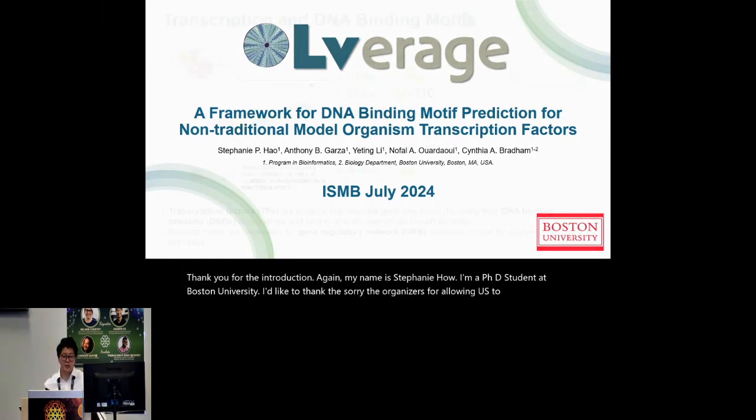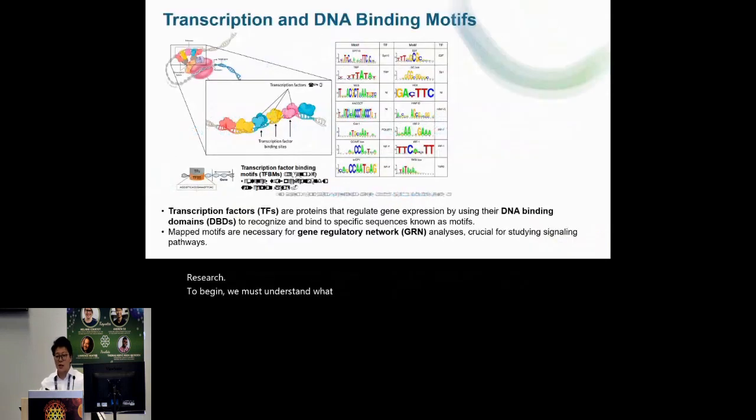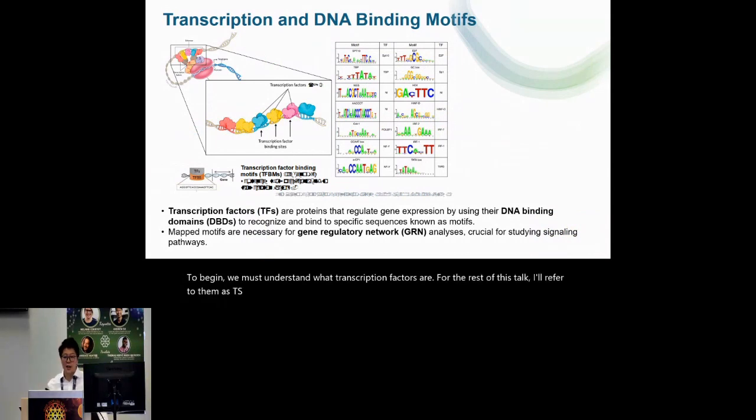To begin, we must understand what transcription factors are. For the rest of this talk, I'll refer to them as TFs. These proteins regulate gene expression by using their DNA binding domain to recognize specific DNA sequences called motifs. So in the illustration, you can see that there are various TFs and the motifs that they recognize highlighted in different colors. Once assembled on DNA, they collectively regulate RNA polymerase to control gene expression.